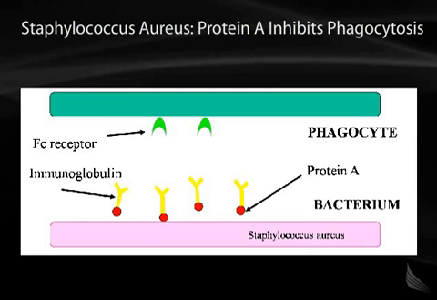Staphylococcus aureus has protein A, which binds to the Fc portion of immunoglobulin and inhibits phagocytosis. This figure shows the protein A on the Staph aureus as the pink bar, binding to the immunoglobulin on the Fc region. The phagocyte comes by, looking for an Fc receptor to pick up, but they're all bound by the Staph aureus. Therefore, it can evade phagocytosis.